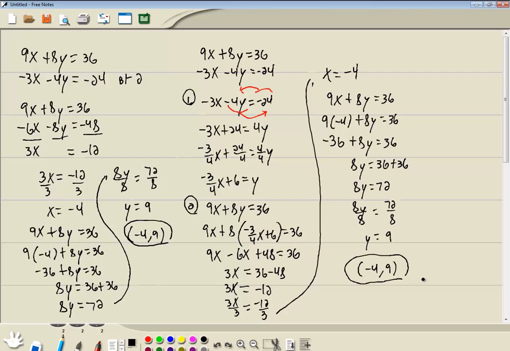This showed you not only how to do it with the addition method, but also with the substitution method.